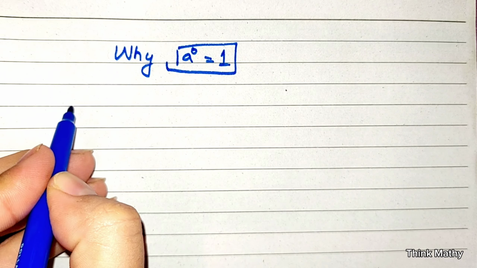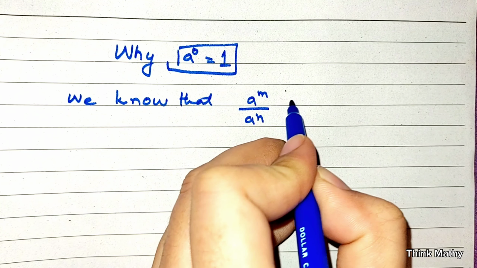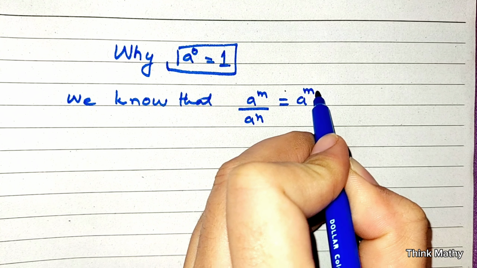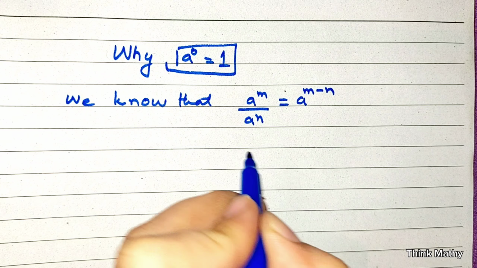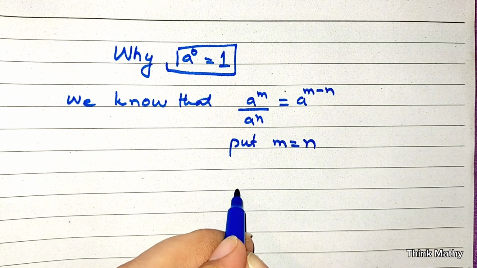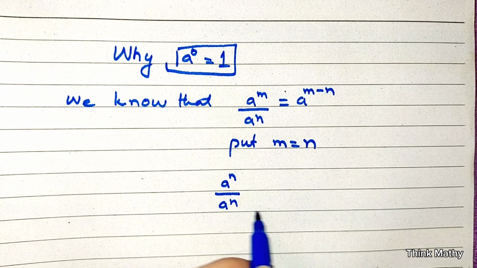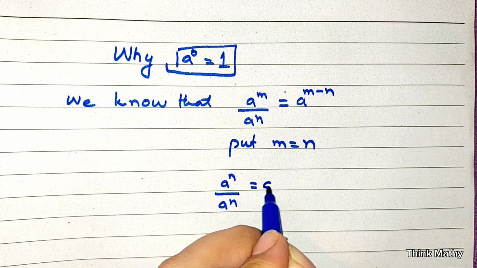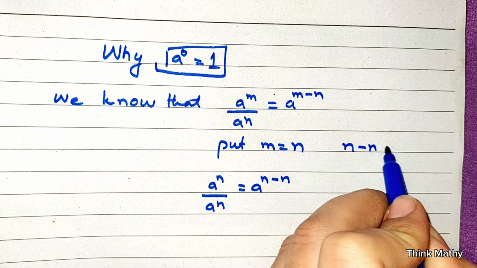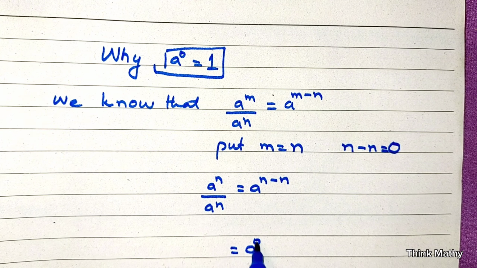We know that a to the power of m upon a to the power of n can be written like that when we have the same base. So powers can be subtracted. So let's assume that we substitute m equal to n. What we are left with is a to the power of n over a to the power of n, and this will be a to the power of n minus n. We know n minus n is equal to 0, so that will be a to the power of 0.